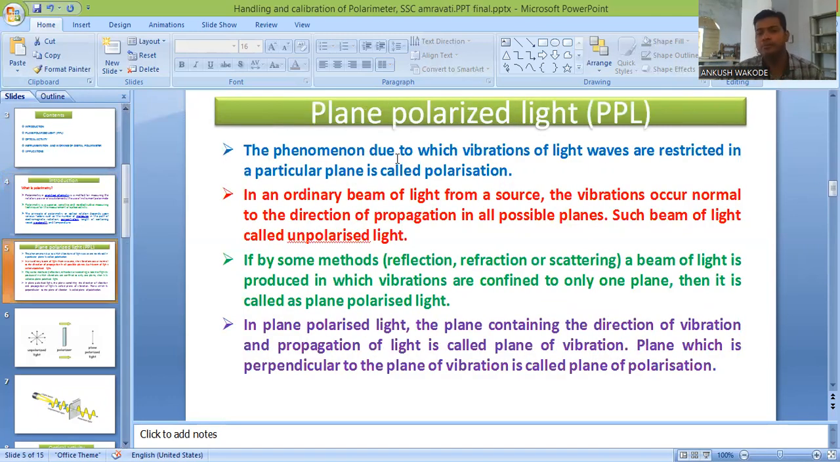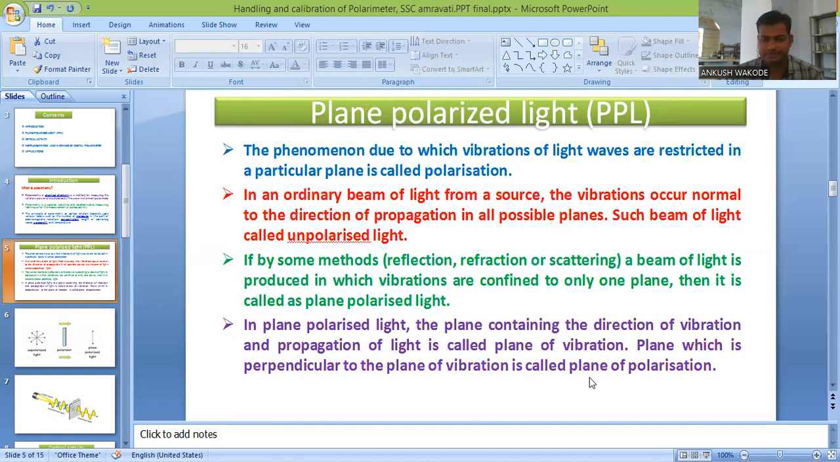So, what is plane polarized light? We also call it PPL. The phenomenon due to which vibrations of a light wave are restricted in a particular plane is called polarization. In an ordinary beam of light from the source, the vibration occurs normal to the direction of propagation in all the possible planes. Such a beam of light is called unpolarized light. If by some methods like reflection, refraction, or scattering, a beam of light is produced in which vibrations are confined to only one plane, then it is called plane polarized light.